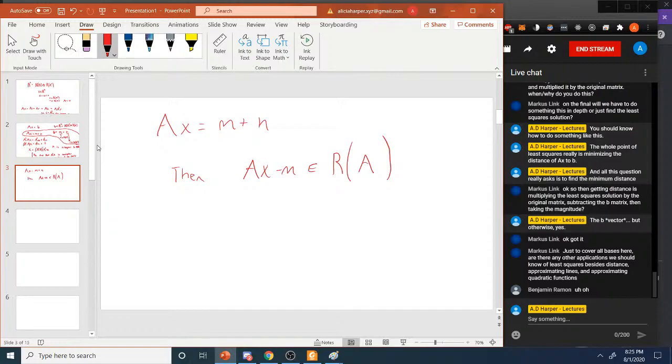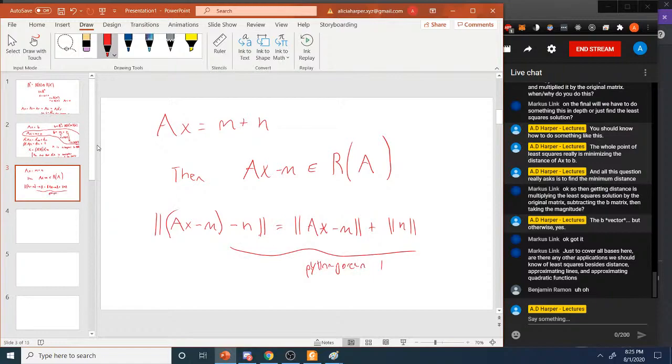So the magnitude of Ax minus m minus n is going to be equal to the magnitude of Ax minus m plus the magnitude of n, by the Pythagorean theorem and the fact that n is orthogonal to the column space of A. So this shows that this is always greater than or equal to the magnitude of n.